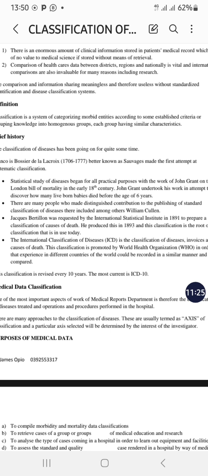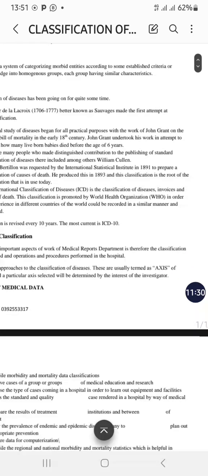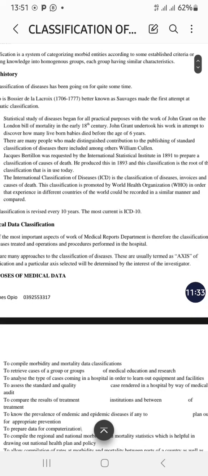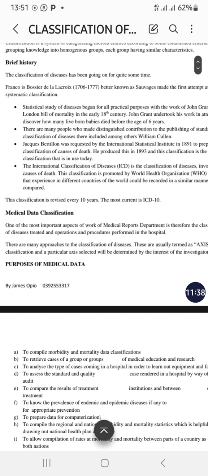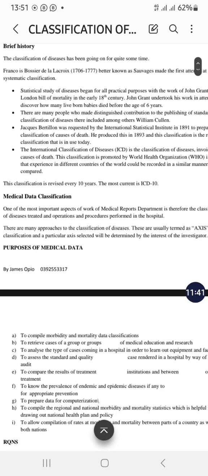And then we're saying that International Classification of Disease, this is ICD. International Classification of Disease, you take note of this. It's the classification of diseases and causes of death. The activities of disease classification are basically promoted by the World Health Organization. So the World Health Organization needs the classified medical data for purposes like comparing the health profiles of different countries.